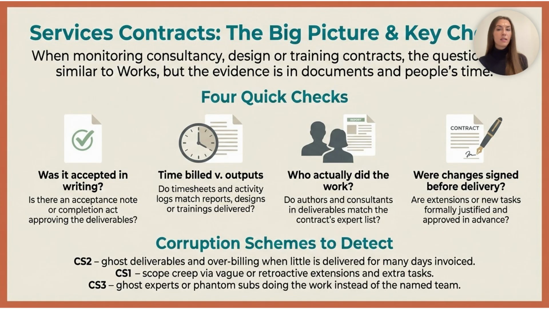Now, in terms of corruption schemes, Scheme 2 appears as ghost deliverables, high invoices but very little work, or even recycled reports. Scheme 1 appears as scope creep, so new tasks quietly added without proper justification. And thirdly, Corruption Scheme 3 appears as ghost experts or hidden subcontractors. The people doing the work are not the ones in the contract. So the next slides show how mock-up service questions in the template could help you structure these checks.